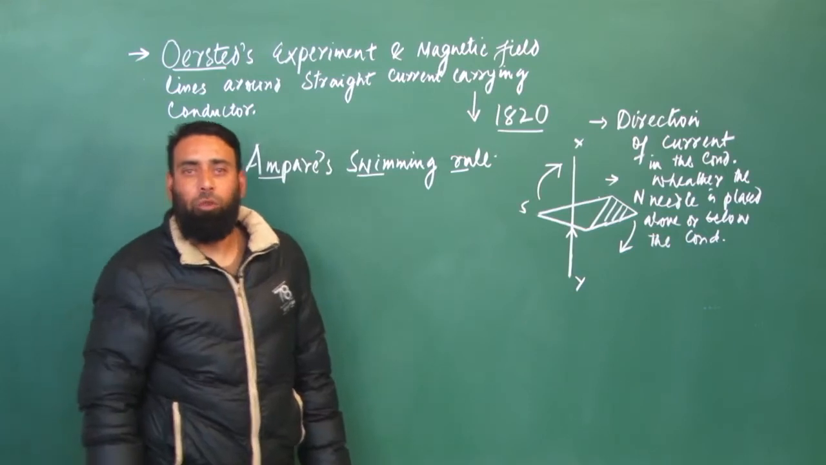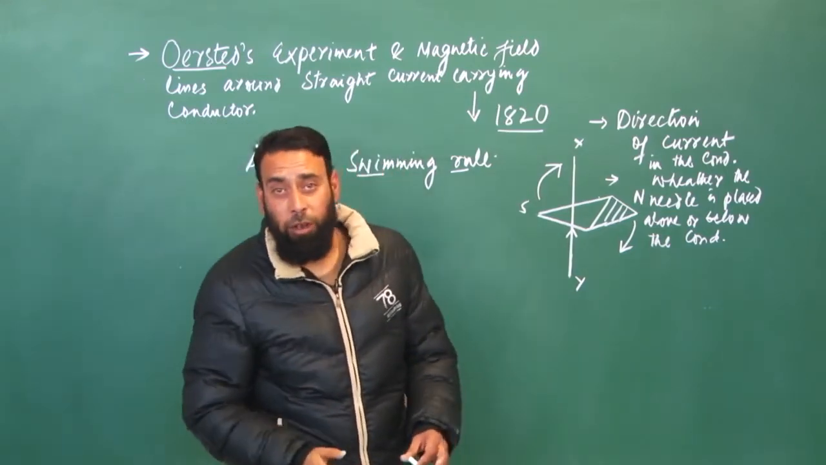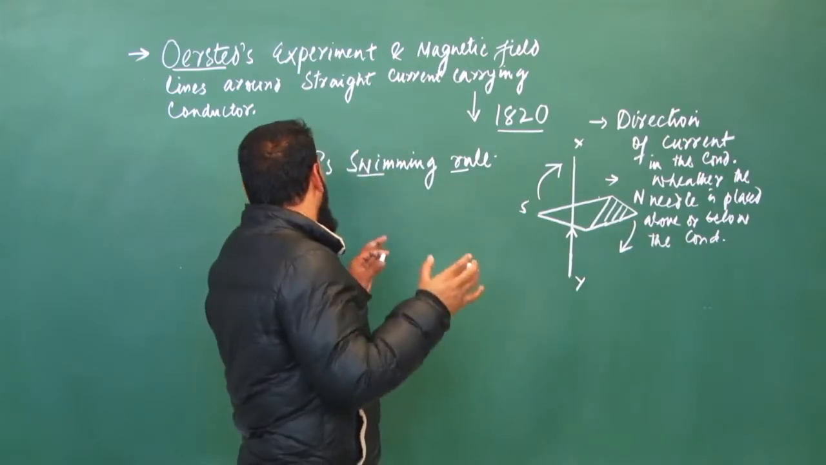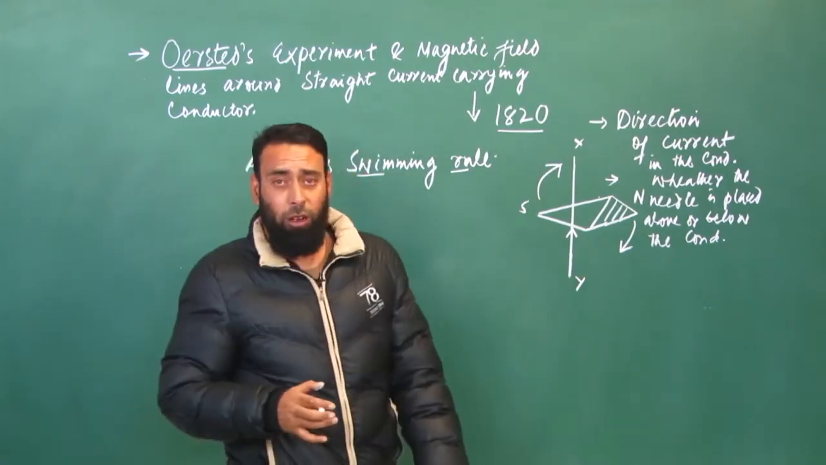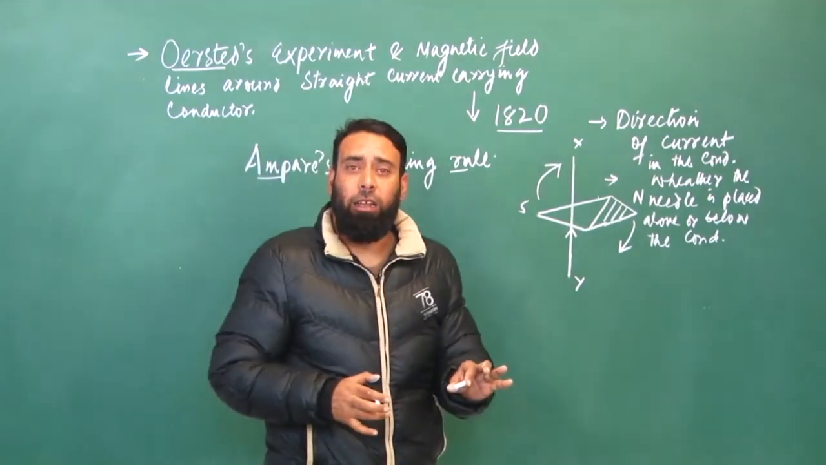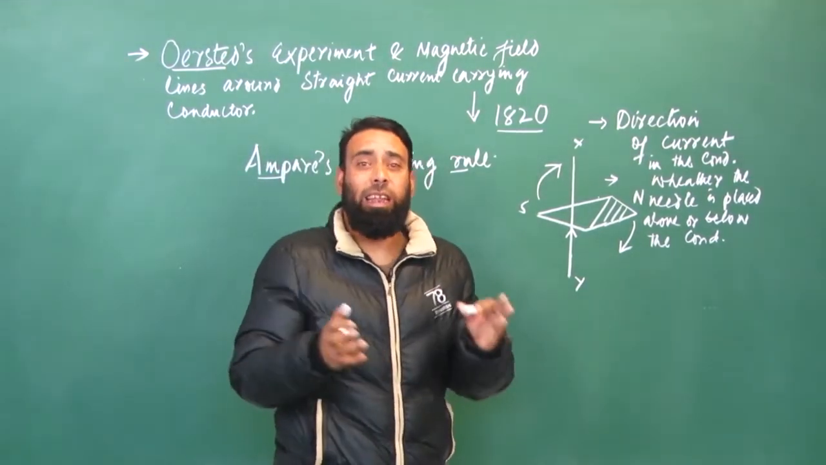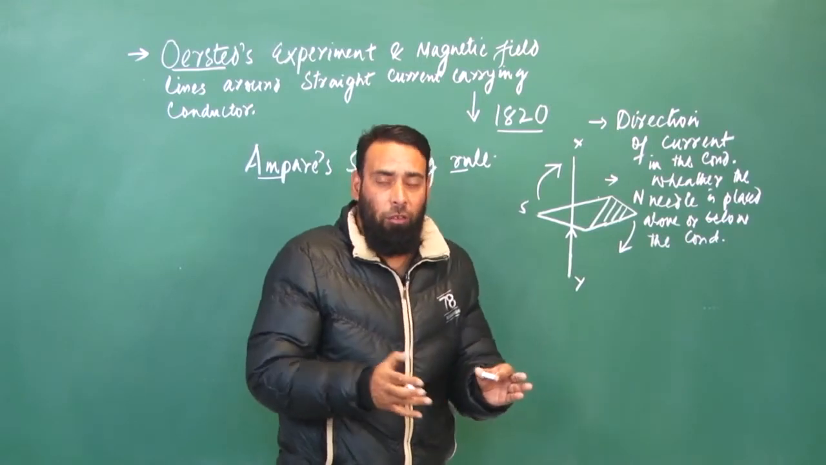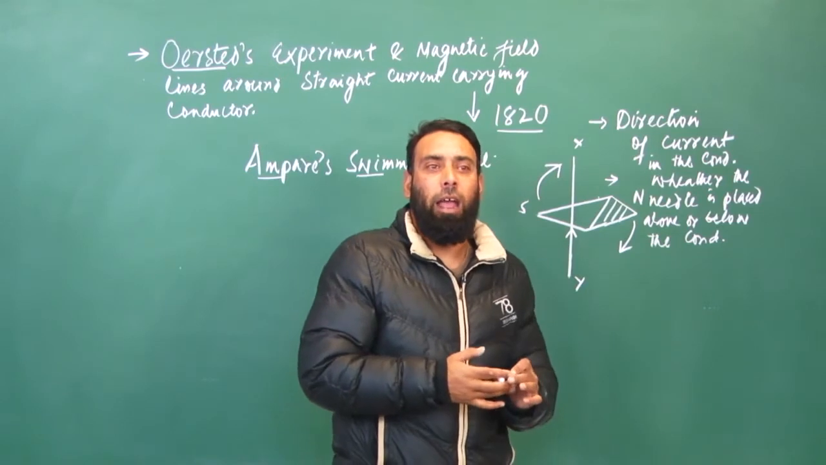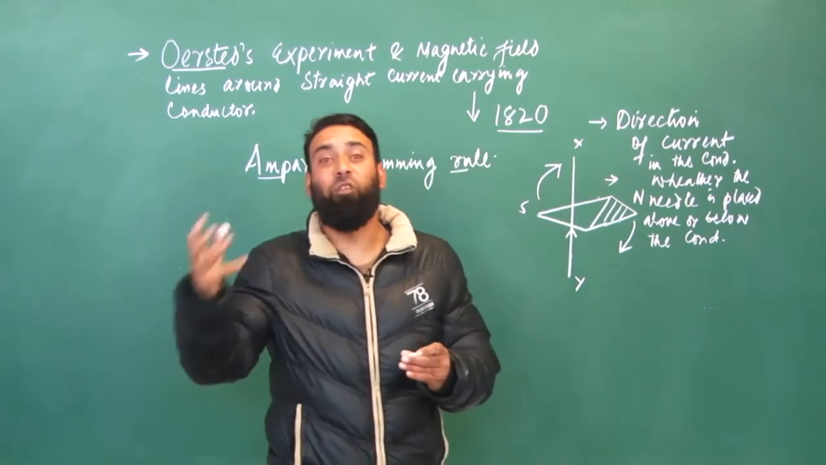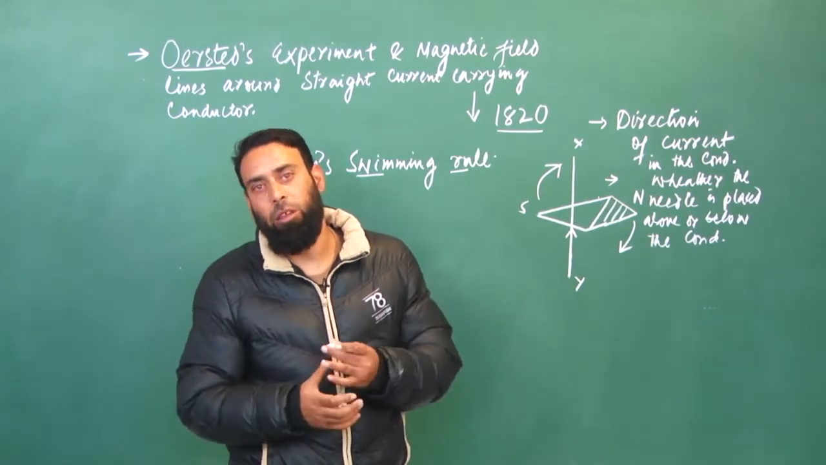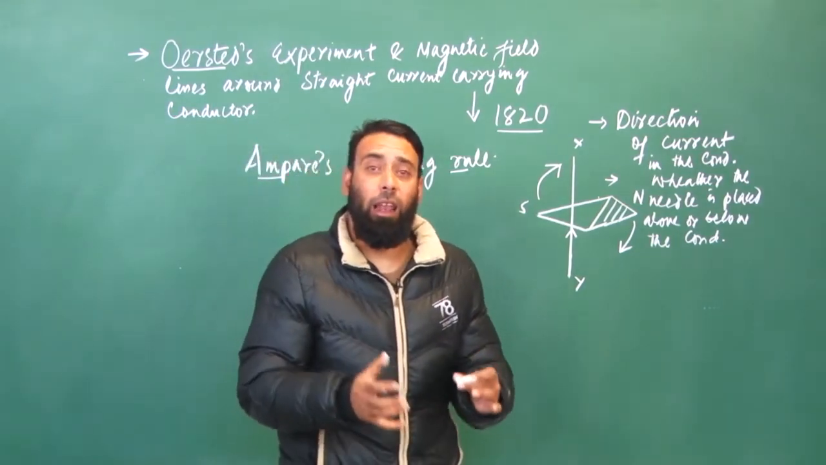So this was about Oersted's experiment and Ampere's swimming rule. So this experiment purely indicates that magnetism and electricity are related. When a current flows through the conductor, it becomes a magnet, and there is a magnetic field around that conductor, and that magnetic field is represented by the magnetic lines of force.